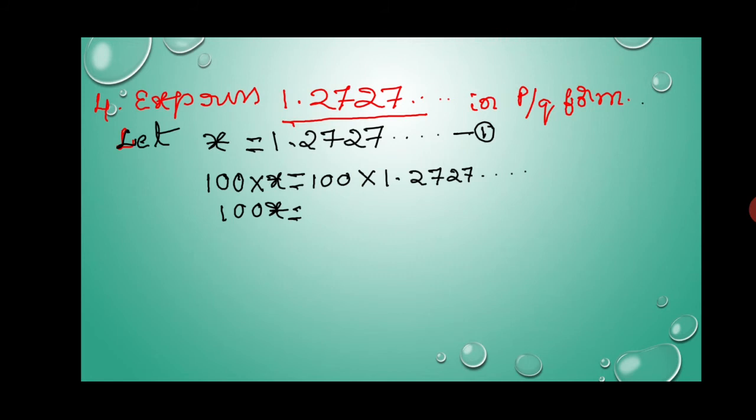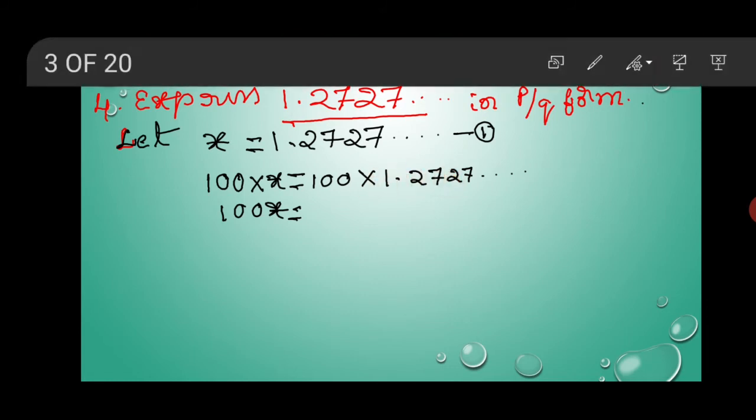The decimal point moves 2 digits to the right. So it becomes what? 127, the decimal point will jump here. So 127.272727 like that it becomes. I will write now. It is 127.2727. You can write 2727 in this way. Now write it in equation number 2.